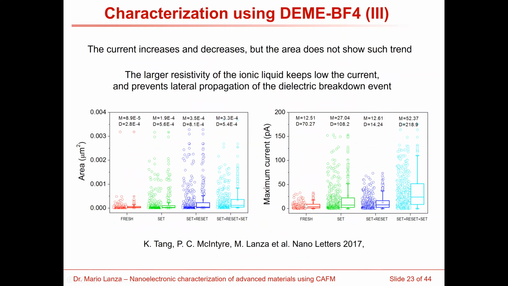And actually, it can also be observed if we make statistics of the maximum current for the fresh, set, reset, fresh sample. We observe that the current initially is low, then increases, decreases, and increases again, confirming the presence of resistive switching in a distributed manner.